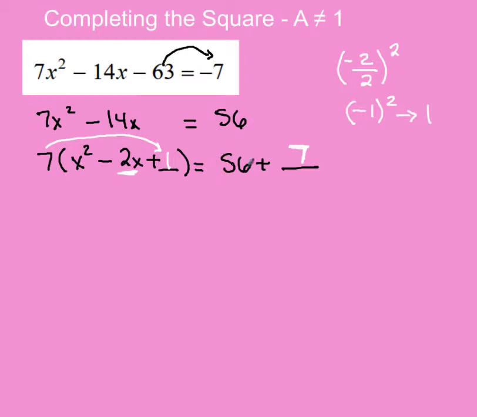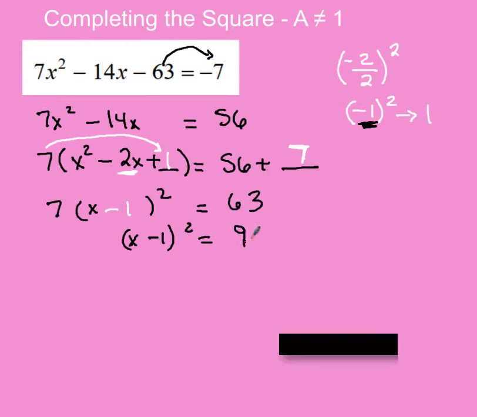After we have that done, we're going to add 56 and 7, and we've got math skills, so that gives us 63. On the other side, we're going to have 7, and then remember before when we did half of the b term, that number is what's going to go in here. So you're going to have x, and then that value, minus 1. So we're going to have x minus 1 squared, and then a 7 out in front equals 63. Of course, we'll divide both sides by 7. So we get x minus 1, that quantity squared, equals 63 divided by 7, which gives us 9.